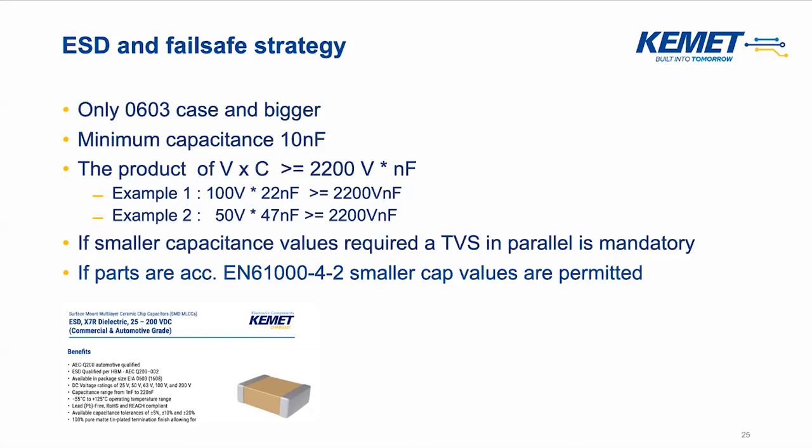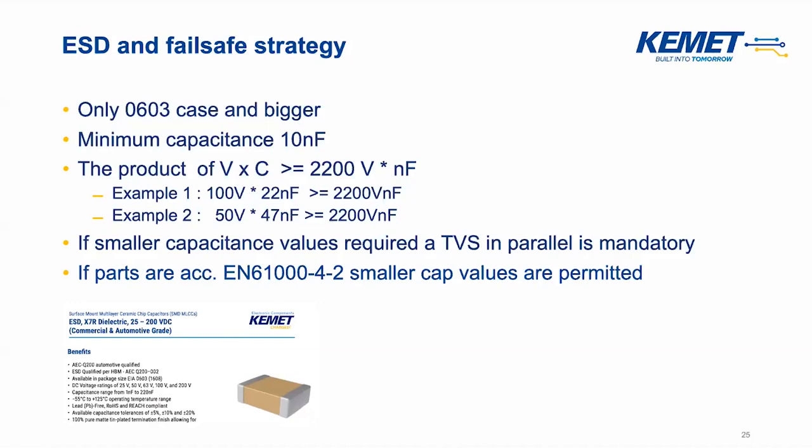If your application, because this has some effect on your data, on your pulse, on your lines, really needs smaller capacitance values, then it requires a TVS diode in parallel. Or your ESD parts are according to EN 61000-4-2. But at least in my horizon, nobody offers that for automotive. I don't know why, but I think it's a very stringent test, and I haven't the details yet. But as soon as I know something more, then we can set up training about that one.